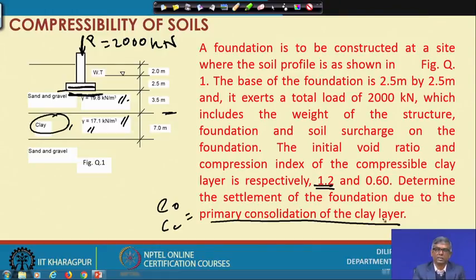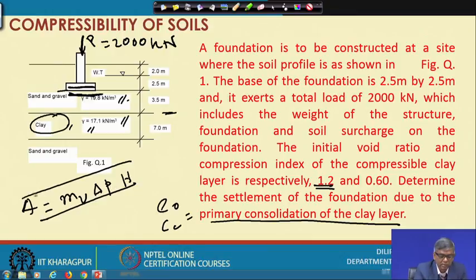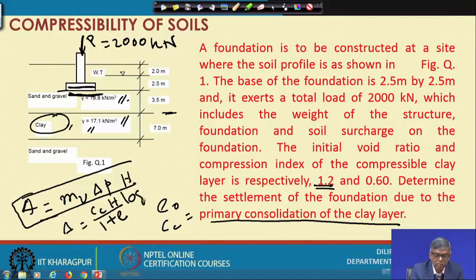We have learned two methods. One is the coefficient of volume compressibility method, delta equal to m v and delta p into H. This is one method, and another method is delta equal to C c into H divided by 1 plus e naught into log of sigma naught dash plus delta sigma divided by sigma naught dash. Now, which equation will be applicable here to calculate the consolidation settlement?